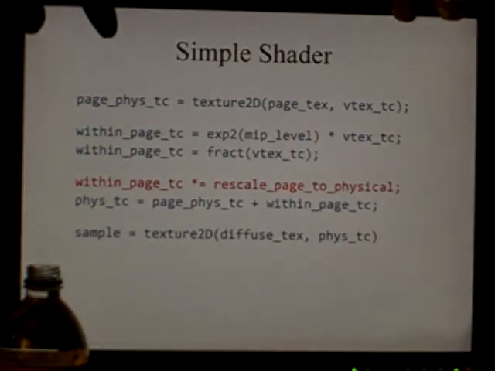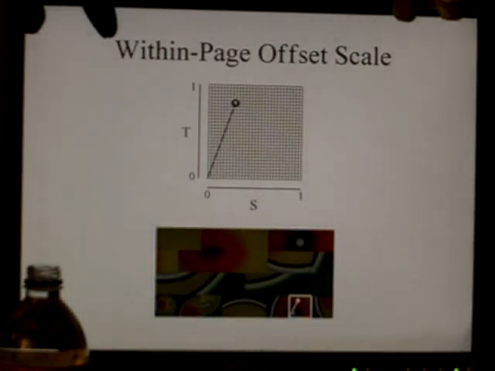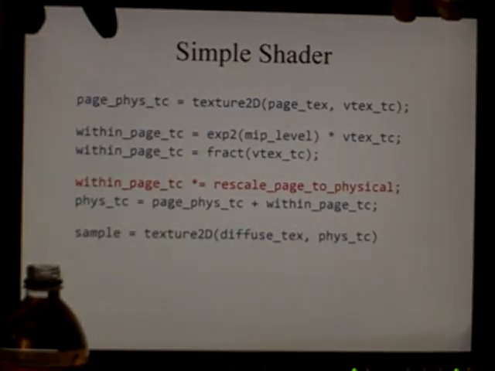So here I'm showing that scale factor. I'm rescaling from these page coordinates to the physical coordinates. The exact value of that is just the number of pages in the physical texture. You need the reciprocal of the number of pages in the physical texture to do that rescaling. At that point, I've got that offset from the corner, and I've got the corner. I just add them together. That gives me the physical texture coordinate. And now I can start sampling from that texture and get some actual useful data out of it.